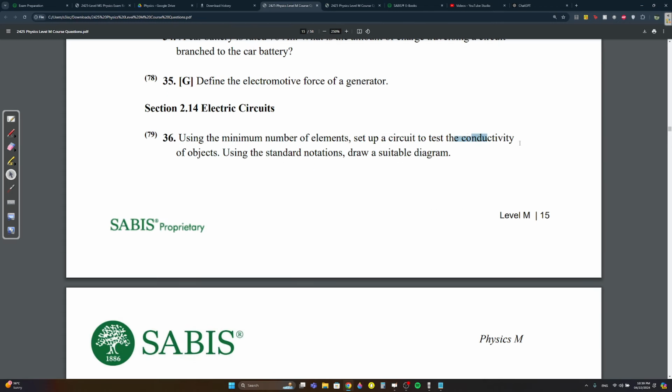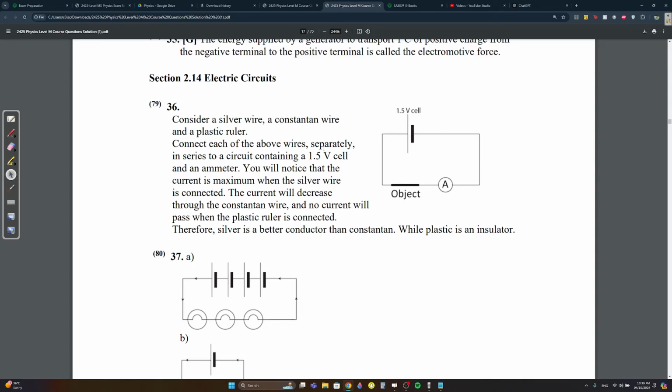So we want to see conductivity, and whether it conducts electricity or not. So you're going to want to test different materials: silver wire, constantan wire, plastic ruler. Then you have the ammeter, which shows you whether current is flowing or not. Whenever you use, for example, the silver wire, it's going to work the best. You're going to get the best current. With the constantan wire, you're going to get less, and when you use the plastic ruler, it won't work at all.